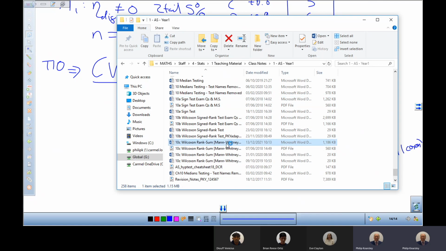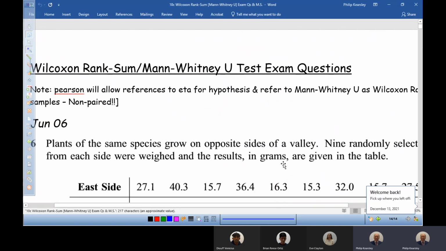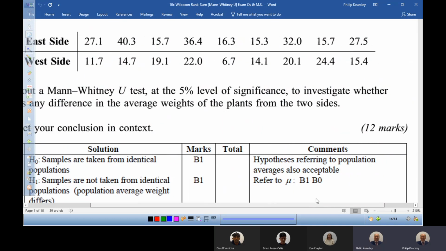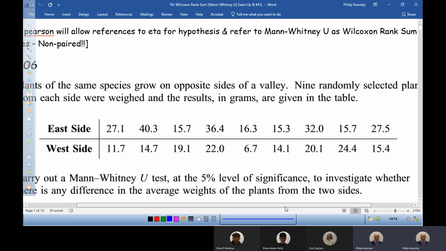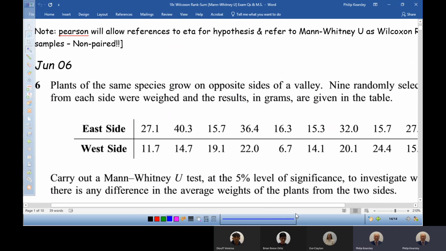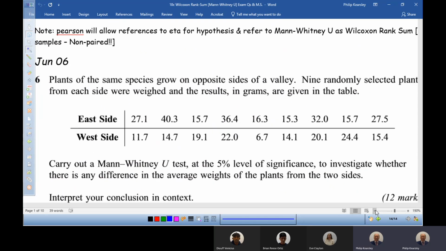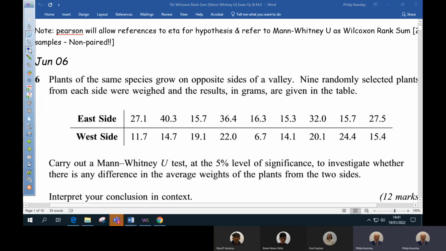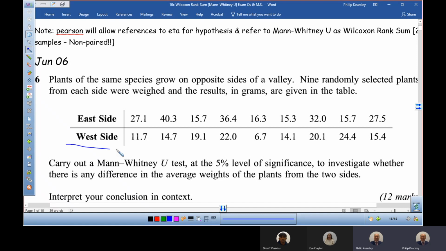Pay no attention to the file that's being opened on the board. Phil, I have no idea what a Mann-Whitney U test is. They rebranded it. Look at this data here.